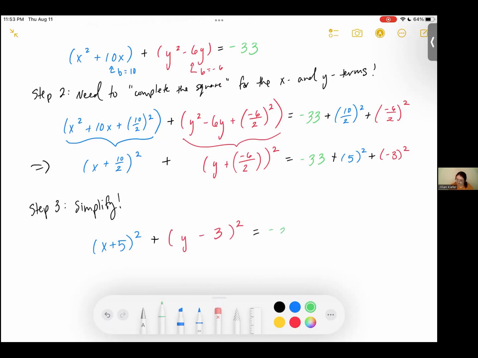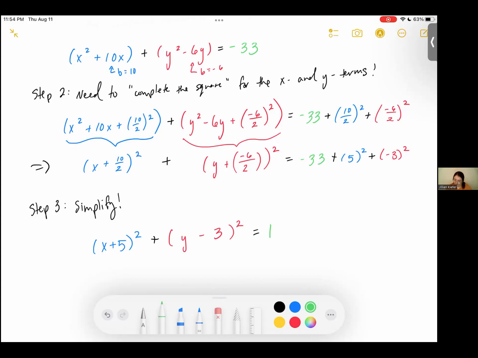Then lastly, on our left-hand side here, we've got negative 33 plus 5 squared. 5 squared is 25. So we've got negative 33 plus 25 plus negative 3 squared is going to be 9. Whether or not we use a calculator or our brains, we're going to add up negative 33 plus 25 plus 9, and that leaves us, there we go, with 1. Negative 33 plus 25 is -8, and then -8 plus 9 is +1.